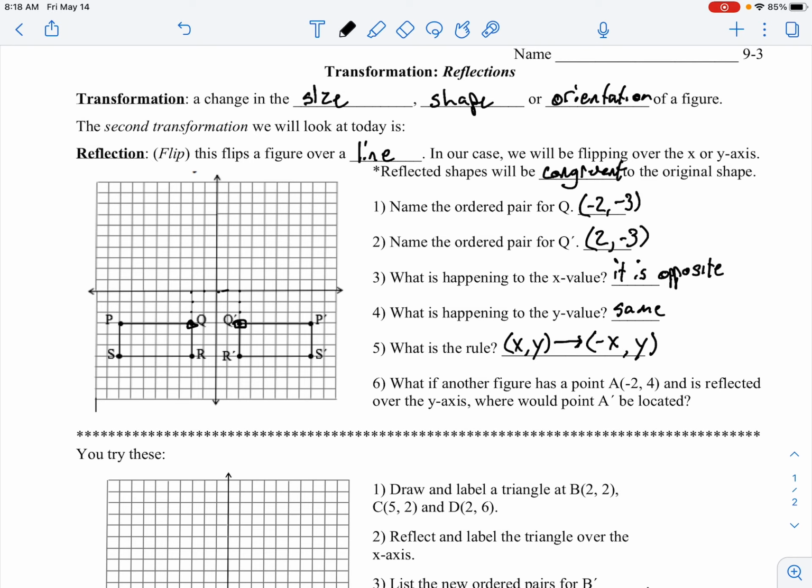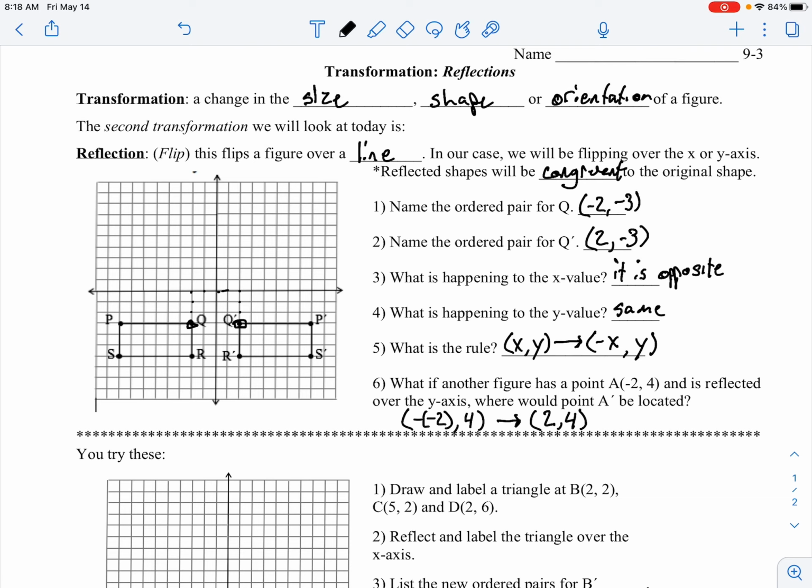So what if another figure has a point -2 comma 4 and it's reflected over the y-axis? Well, here's where we can apply this rule. So we said -2 comma 4, and we said we are multiplying this by a negative. So -2, and what happens when we take a negative? Well, it becomes positive. So this new point will be at 2 comma 4.